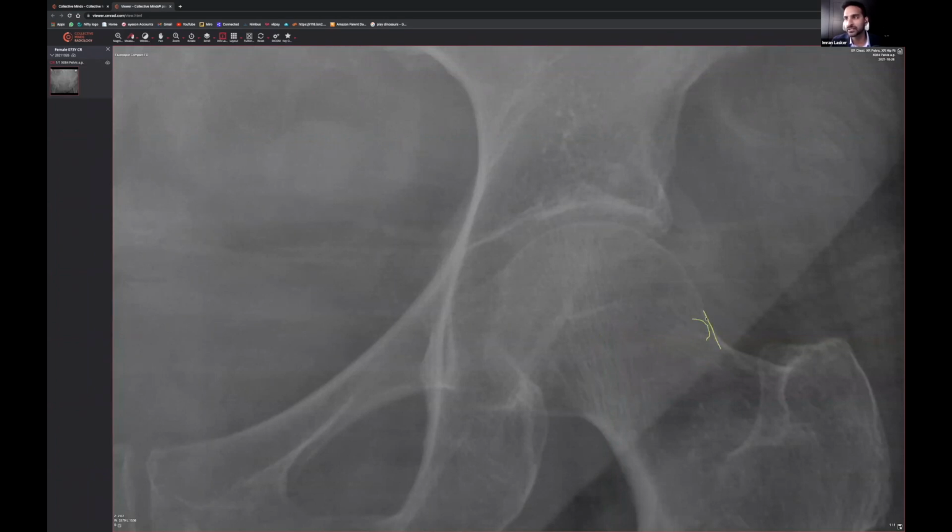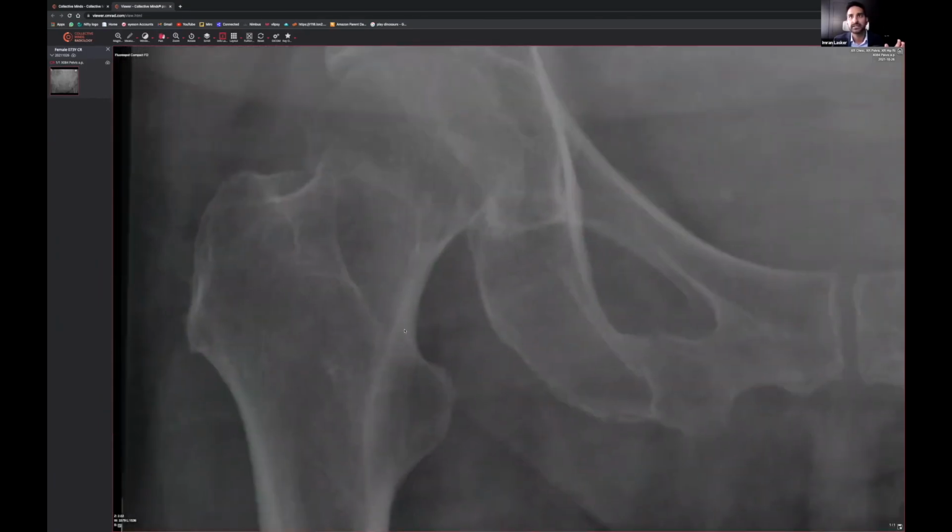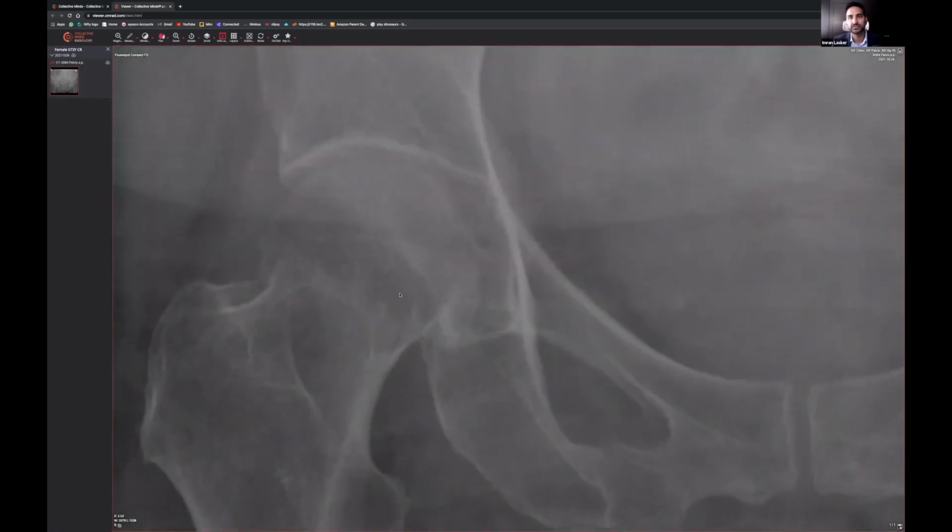Sometimes you get lesions that cause a bit of scalloping of the cortex as well. So it's very, very important to pay attention to the texture of the bone and also the trabeculation of the bone. And like someone has spotted very well, there's more than likely going to be a fracture of the right neck of femur.